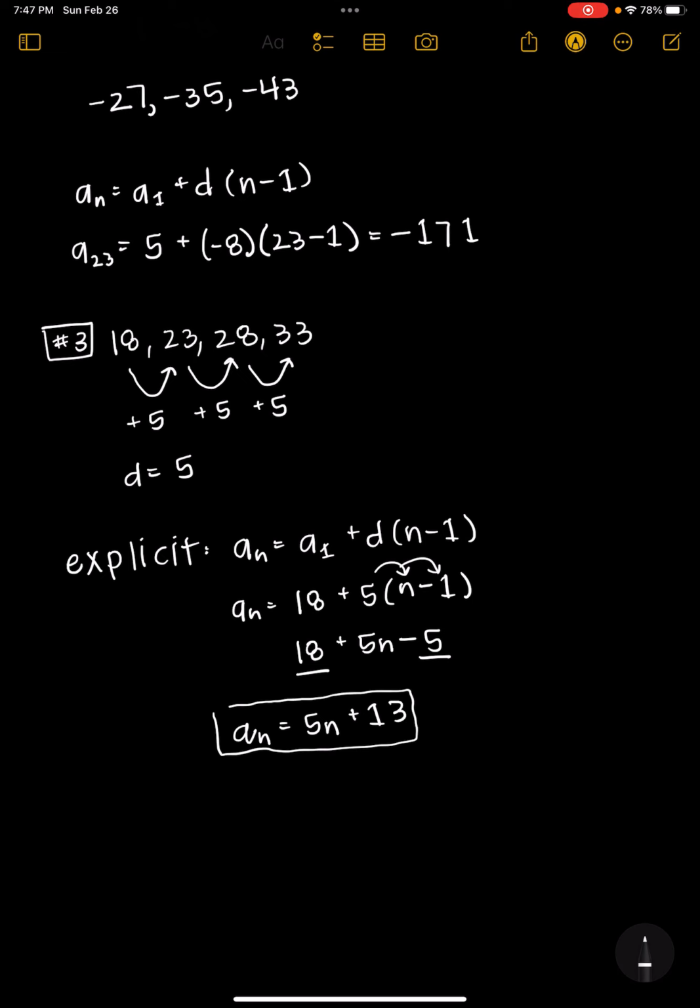And I can use that explicit formula to find any term in the sequence. So if I said find the 51st term, I would just replace the n with 51. If I said find the 1,000,000th term, I would replace the n with 1,000,000.